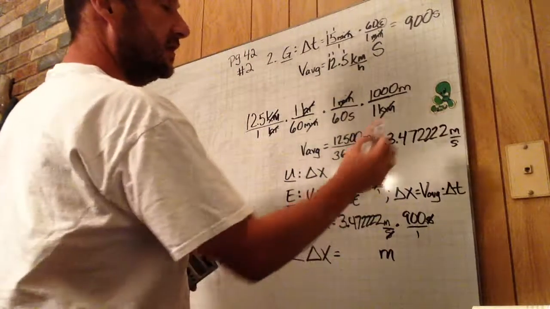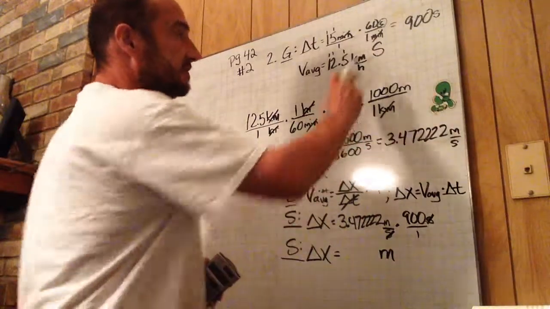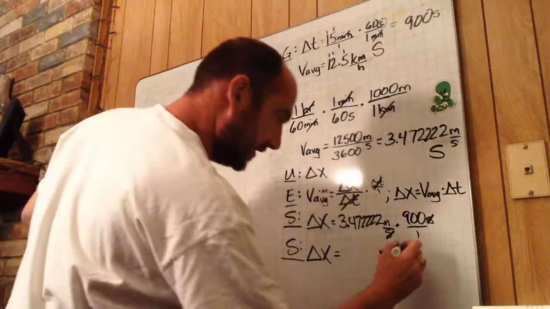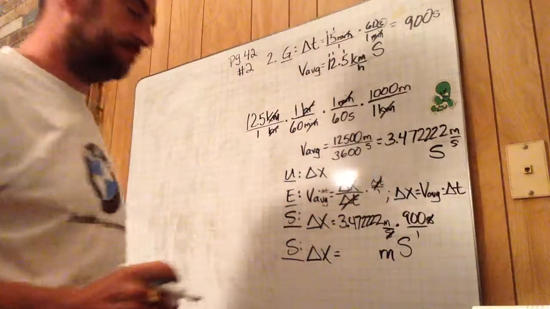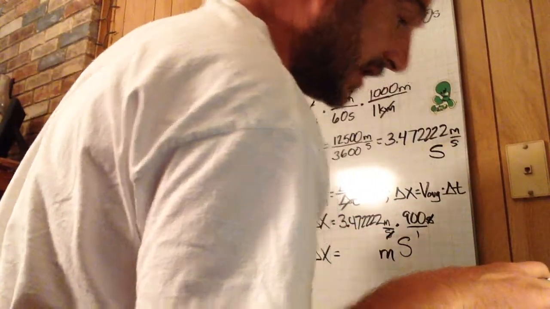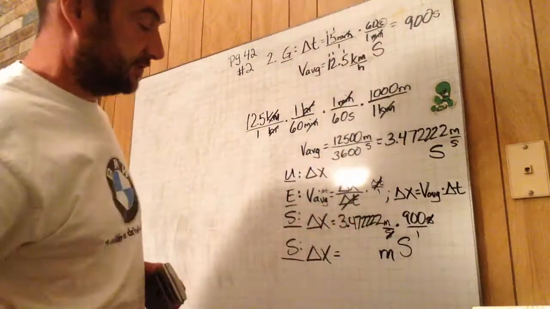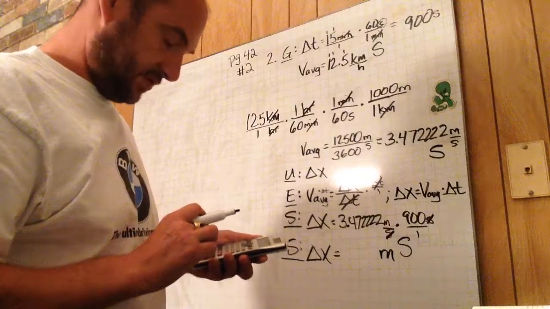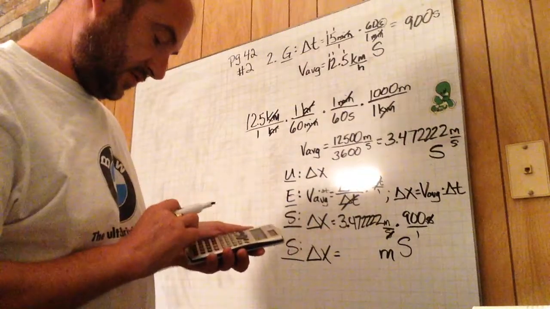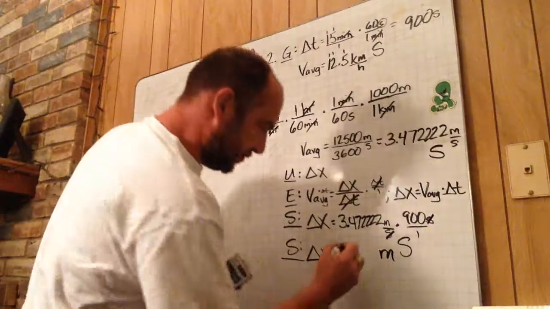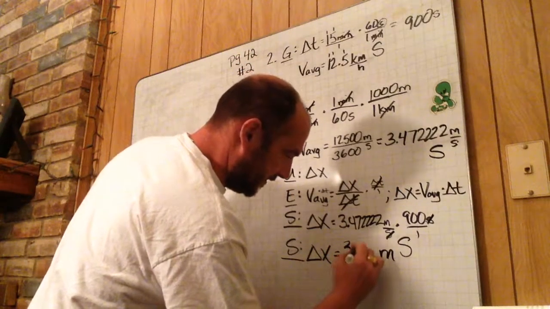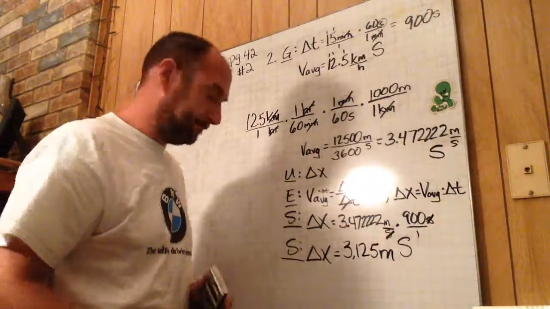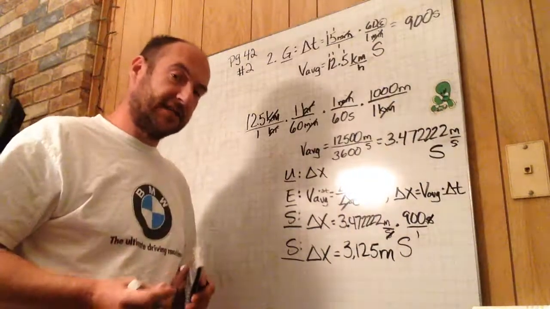And let's look. Meters per second. Which way did they say? South. So go ahead and make this part correct. So that is south, and this will be a large S for south. How far has he ridden? Meters. Okay, 900 times 3.472222 equals 3,125 meters south.